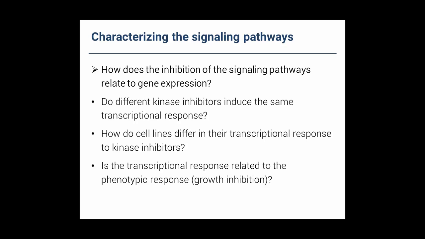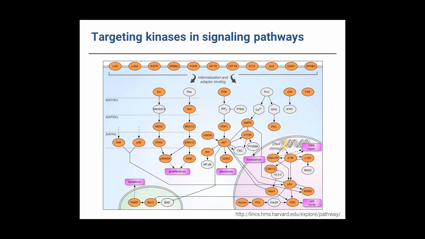So this was basically a question of how those pathways are activated. And now we address the reverse question, which is how those can be inhibited by kinase inhibitors. And in particular, are the responses different across the cell lines? Can we basically collapse or cluster the different kinase inhibitors based on the transcriptional response? And finally, we're going to relate that also to the phenotypic response, basically growth inhibition.